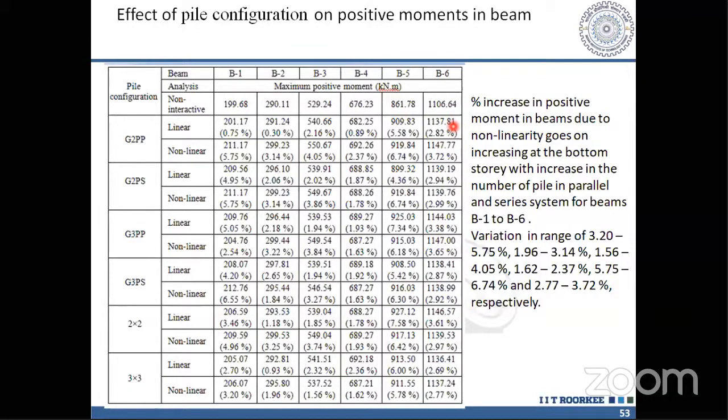Basically, I forgot to give you the bending moments in the column. The bending moments in the column will be much affected. If possible, I will try to share that table with you. The bending moments in beams are not much affected here because they correspond to vertical load, and horizontal load is mainly responsible for the SSI effect, and that is not affecting much. Bending moments will increase by 3.2 to 3.72%.